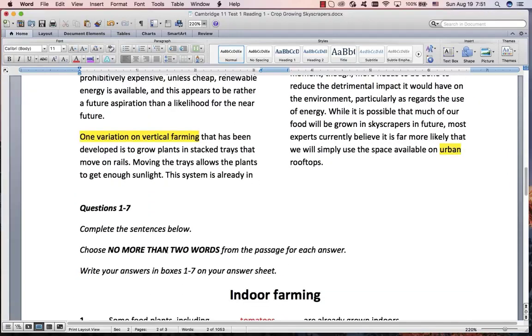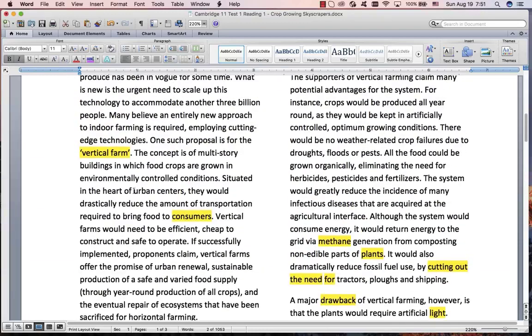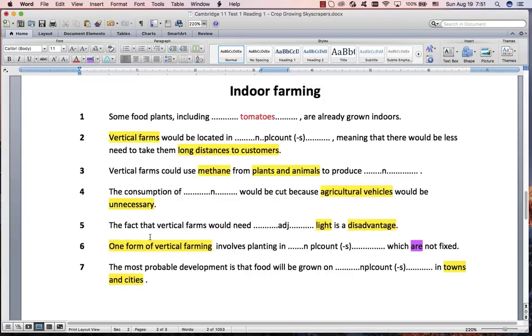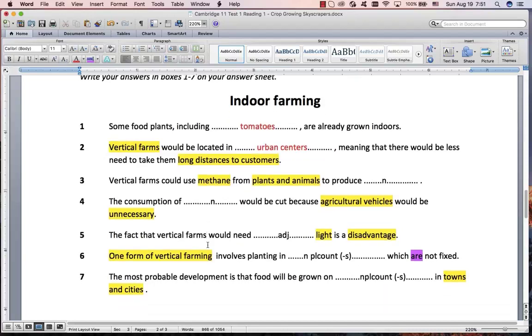However, please notice no more than 2 words, and there's an adjective attached to that. You can't just say centers, so you must use that adjective. Centers can be any center, any kind of center. We want urban centers. Great.